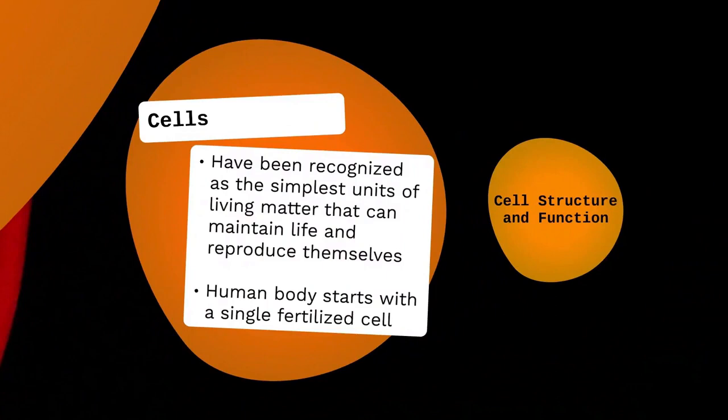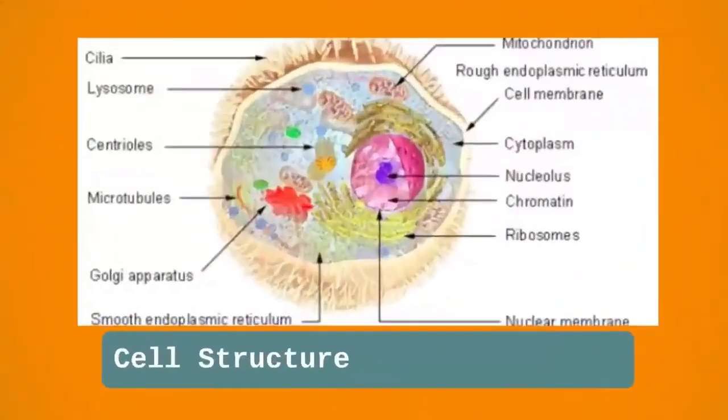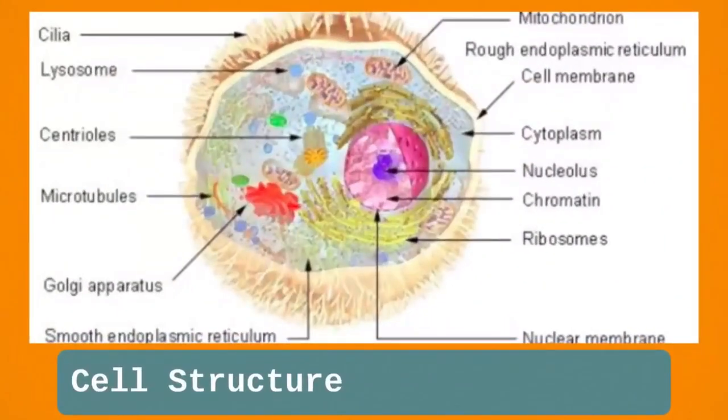So we're going to talk about the structure of the human body and how we're formed. So cells, these have been recognized as the simplest unit of living matter that can maintain life and reproduce themselves. All human bodies do start with a single fertilized cell. So this is the smallest that we ever are. We all start as one single cell. So I have an example here of a cell as well as the cell structure.